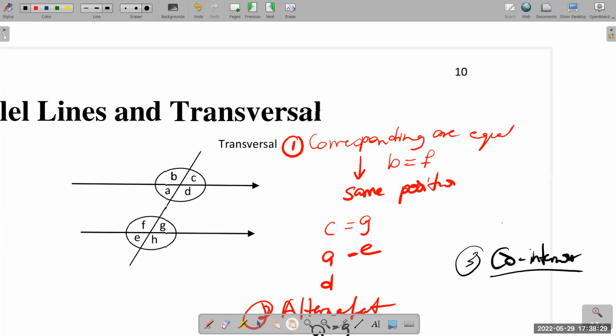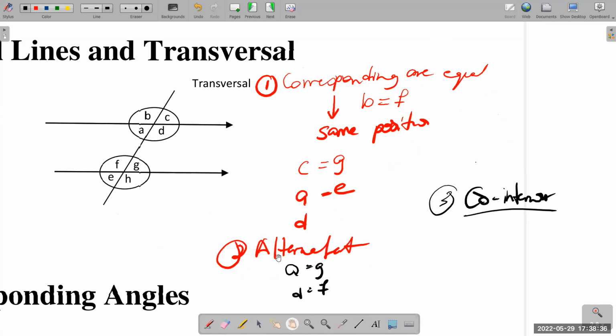So let's go. Co-interior. Go over the alternate real quick, no problem. So alternate angles are formed by the two parallel lines in the letter of a Z, right? So when you look at it, there are the angles on the opposite side of the transversal. So if you look at the Z, A is in between. It always happens in between the two parallel lines.